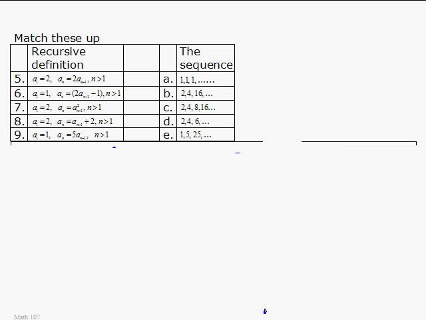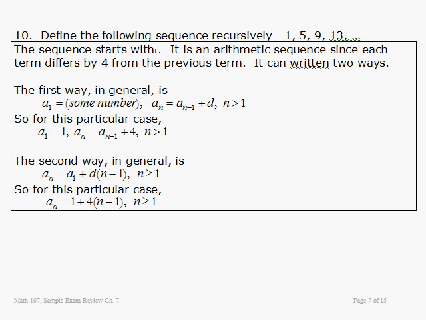On the final one there is every term multiplied by 5. Okay. In this case, you're given the sequence, and you are required to define the sequence recursively. That means write the little formulas that let you compute the next term in terms of the previous terms.